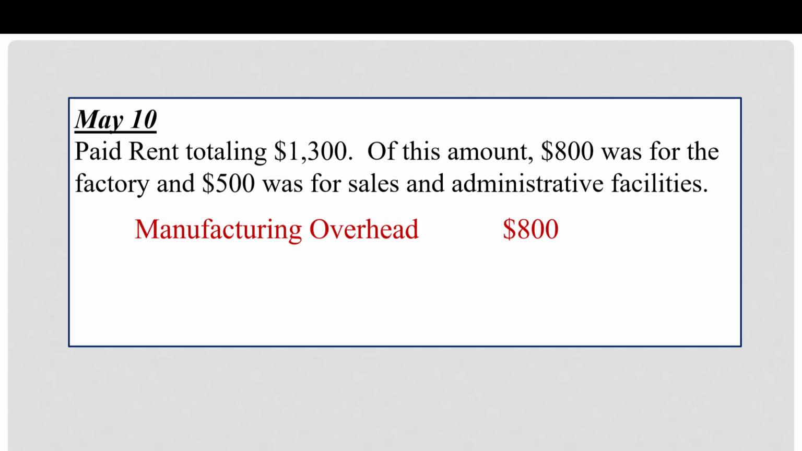For the period cost part, that is for the sales and administrative facilities, you will debit rent expense or perhaps selling and administrative expense for $500. And we'll credit cash.